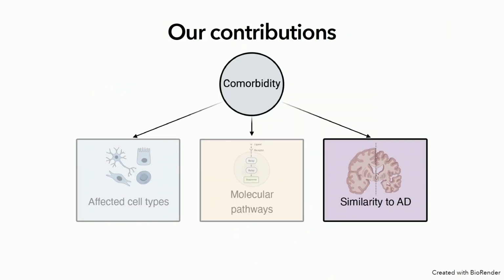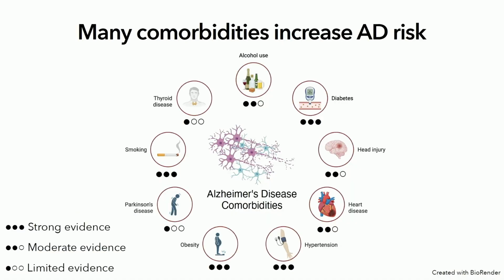So now, for each comorbidity, we've characterized which cell types and which molecular pathways it affects. But how do those changes affect AD? Previous work has shown that comorbidities are linked with an increased AD risk. On this slide, the number of shaded circles represents how much prior work supports the association. However, these prior studies only show that there is a link, not how or why that link exists.